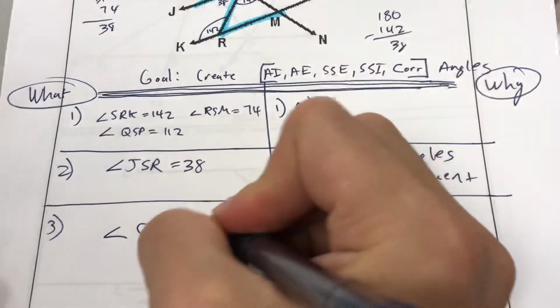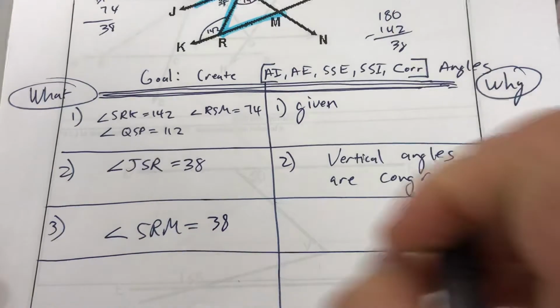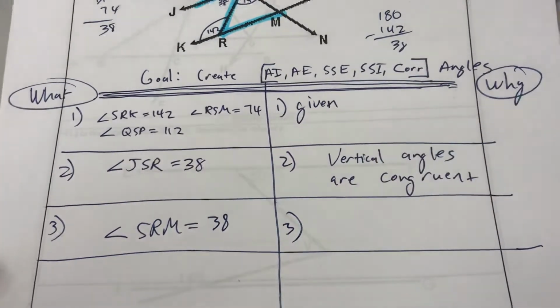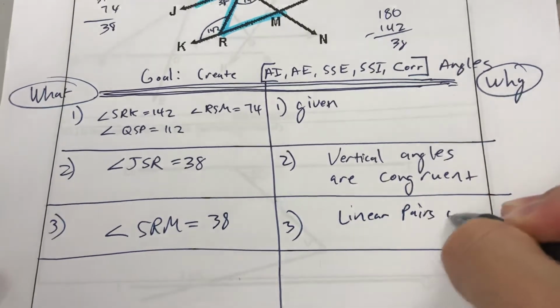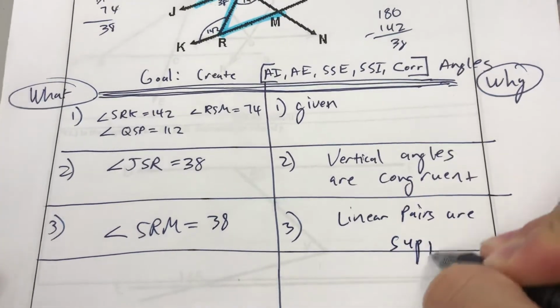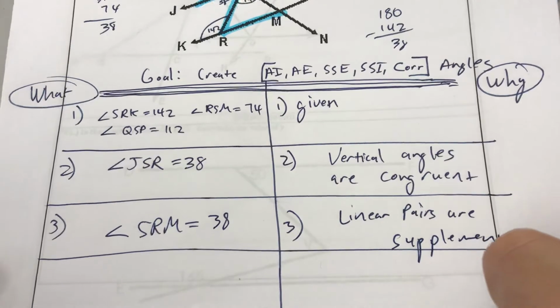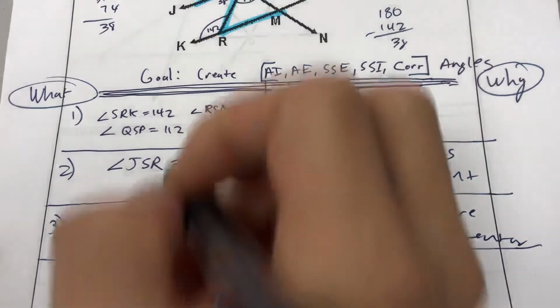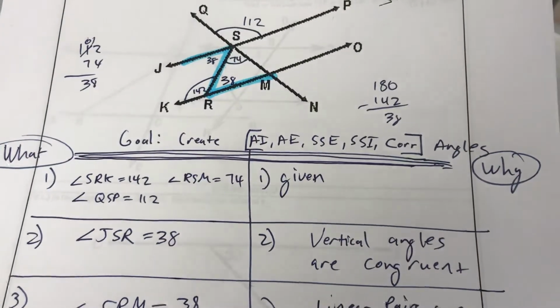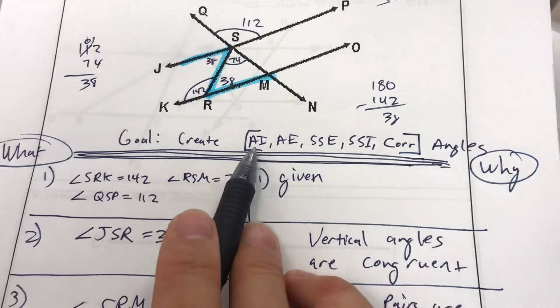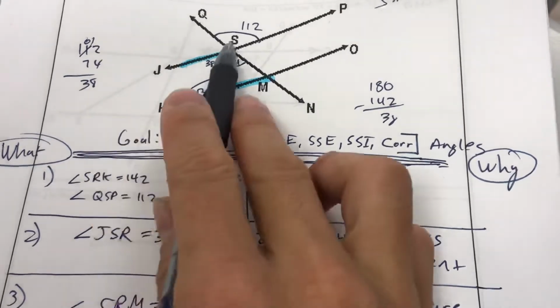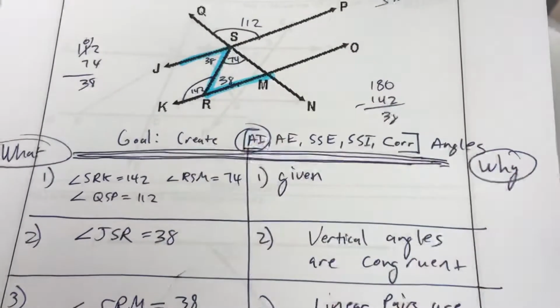And why is that? Why is it going to give me 38? Well, the reason is because linear pairs are supplementary. And okay, if we know that to be true, that means it makes this 38 degrees. Now, what was the goal that I was able to achieve? I've created alternate interior angles. You see the Z? That means that 38 is equal to 38.